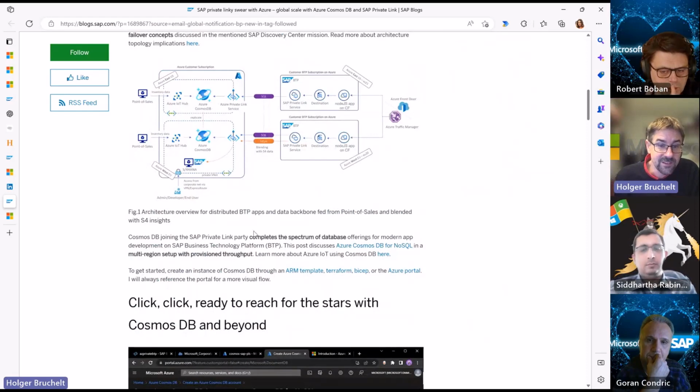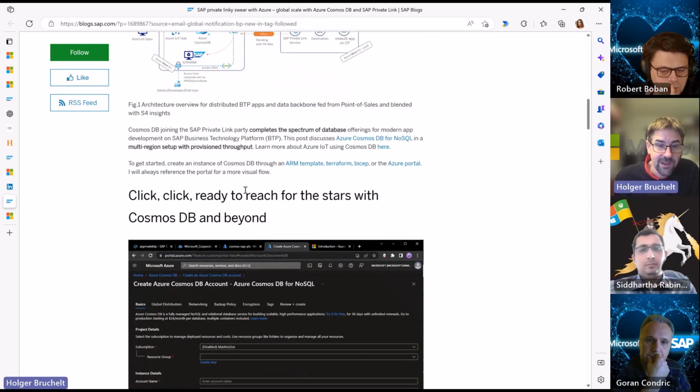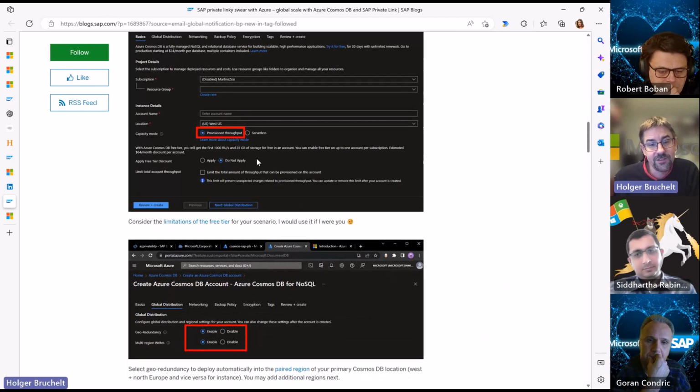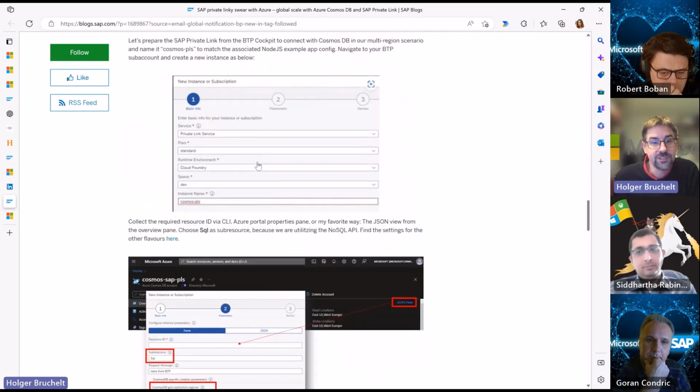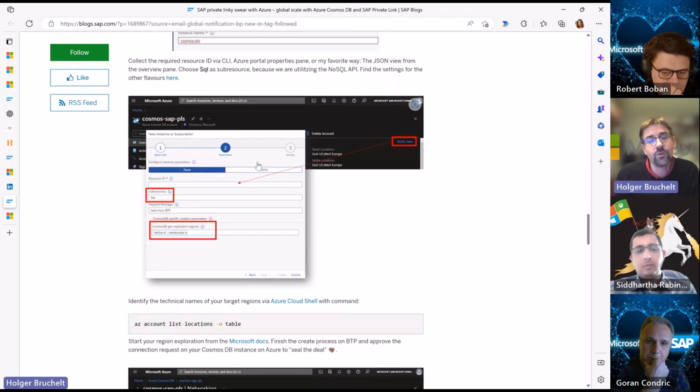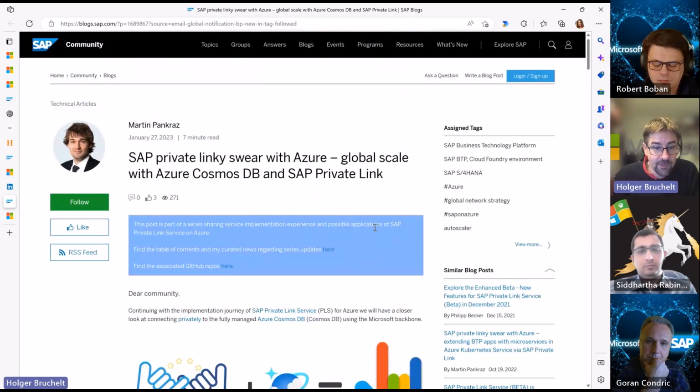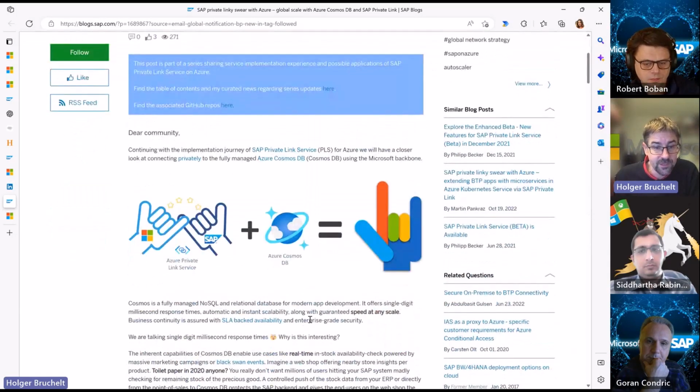And he is very, very busy working also with other colleagues to improve the whole experience, how to deploy, how to install this scenario, how to set up and configure it. So if you are interested in using Cosmos DB in your scenarios, you should definitely check out the blog post here from Martin. And as always, everything is documented on GitHub, so you can easily get started with this.